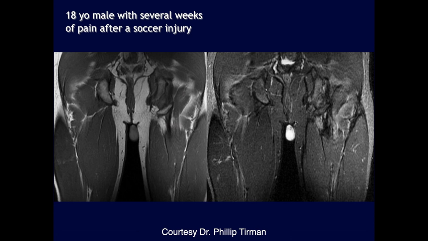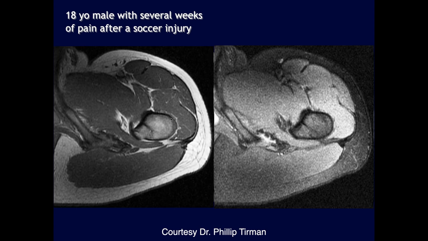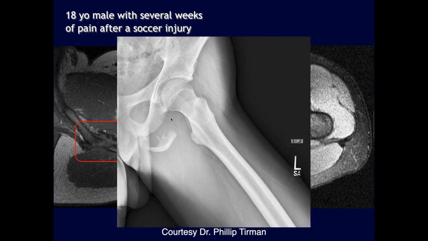An 18-year-old male with several weeks of pain after a soccer injury. Looking at the left, so the pubic symphysis there, it's really hard to tell. It looks like there's increased signal. I don't know if that's just a partial tear. Is that an avulse fragment? Yeah, this is what happens if you don't stop. Okay, yeah, an avulse fragment of the pubic symphysis and the hamstring origin.